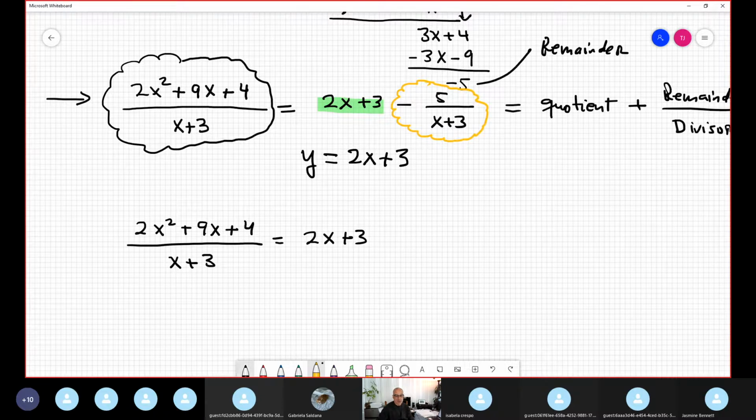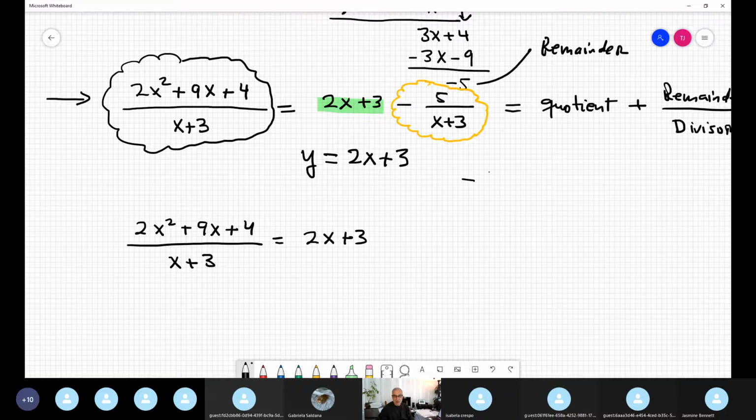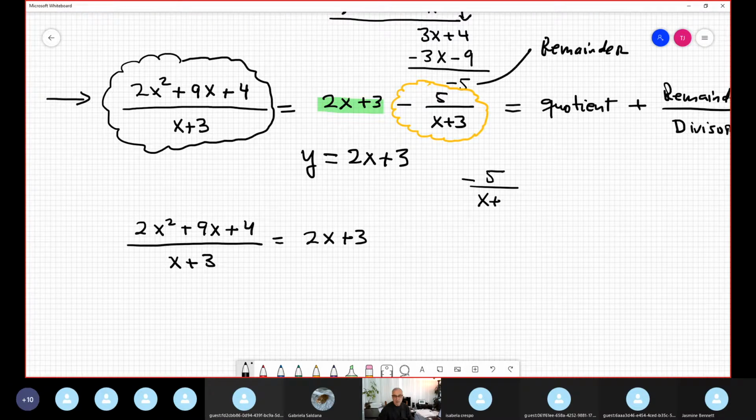And that part is obviously impossible to be 0, because the top part is negative 5. So we have no solution without doing anything. Do you understand this idea? This is equal to this if that part in yellow is 0. And it is never 0 because it's negative 5. Negative 5 divided by something is a number, never 0. Remember, a fraction is equal to 0 when the top is 0.